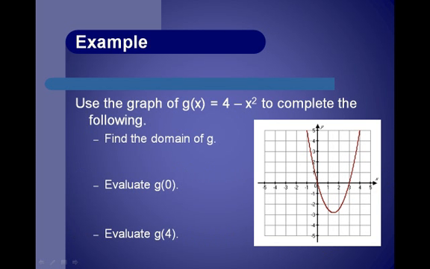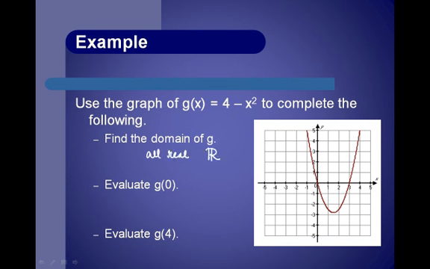Now let's use the graph of g of x equals 4 minus x squared to complete the following. Find the domain of g. Domain are the x values. Well, if you look on this graph, the x values could range from the left side all the way through to the right side, so the domain would be all real numbers. And sometimes we'll write that with a bolded R.